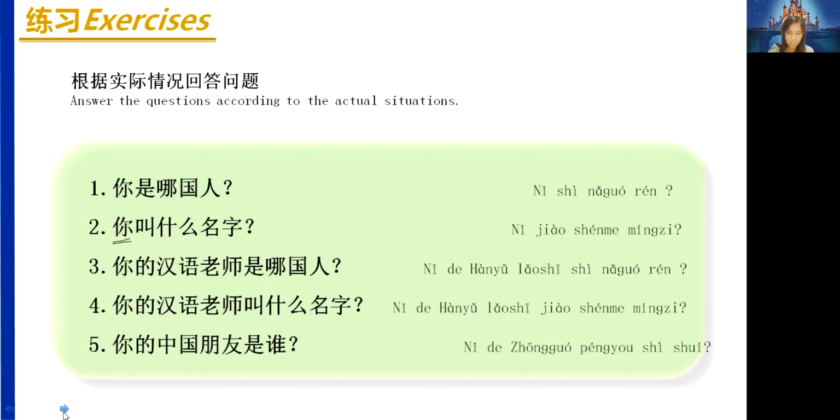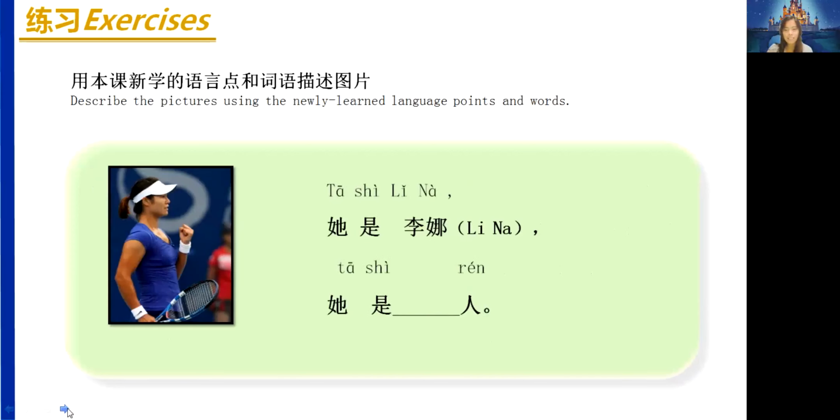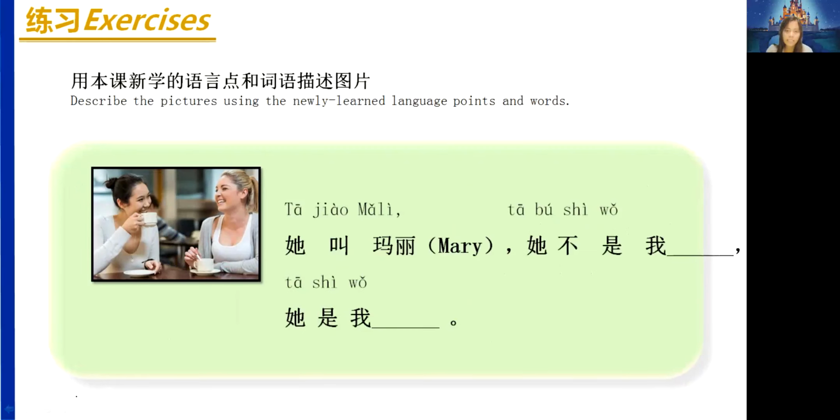Very, very good. Ta shi Qiao Busi, Qiao Busi, Steve Jobs. Wow, okay, he has a difficult name. Qiao Busi, ta shi Meiguoren. Ta shi Lina, ta shi Zhongguoren. Ta jiao Mali.